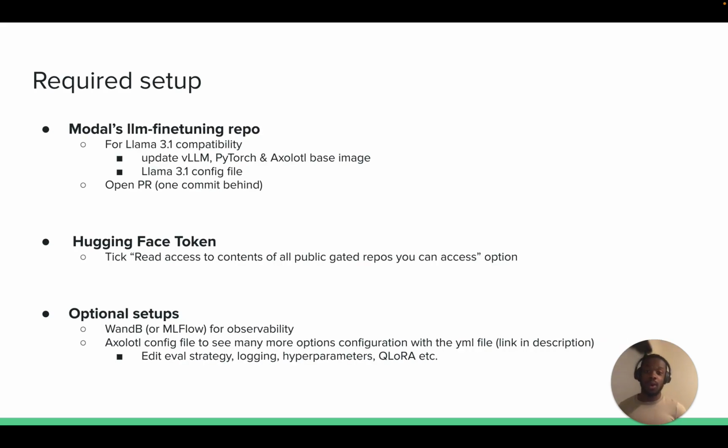Alright, so now onto the required setup. So you're going to need Modal's LLM fine-tuning repo, which for Llama 3.1 compatibility, you'll need to update VLLM, PyTorch, and Axolotl base image, and then utilize Llama 3.1, a config file, which I've got an open pull request with all of these updates. However, for compatibility, if you're now cloning the repo, the changes made are one commit behind, so you might just want to change VLLM, PyTorch, Axolotl, and get the config file yourself.